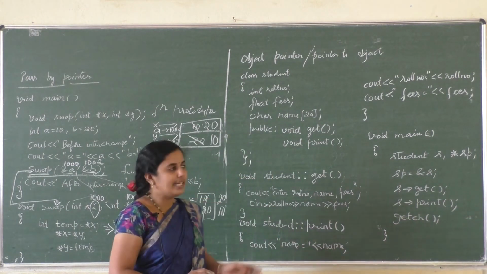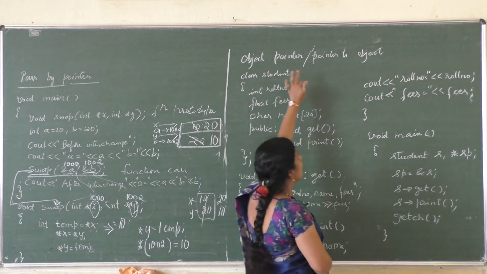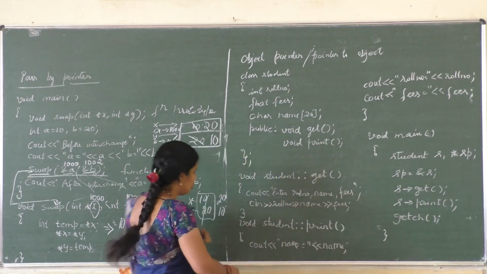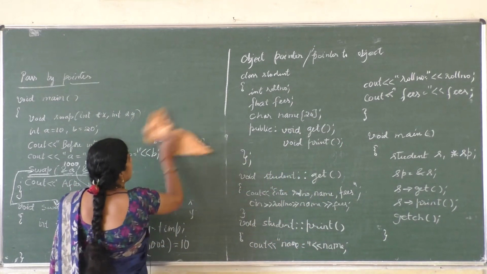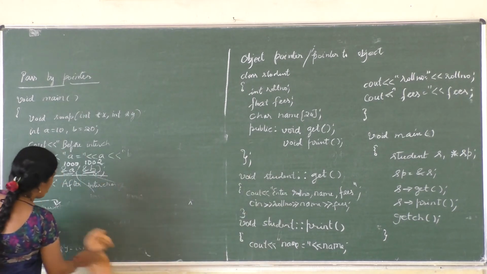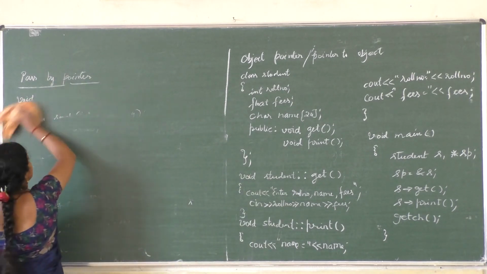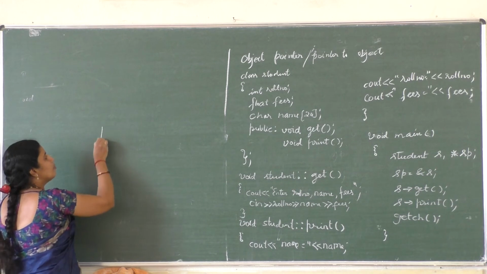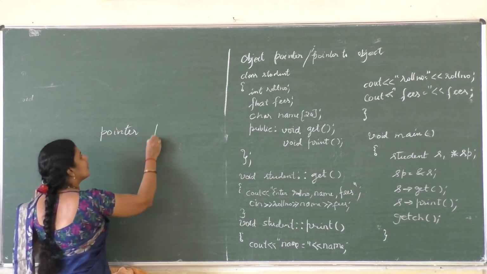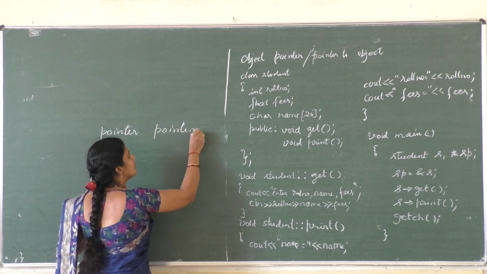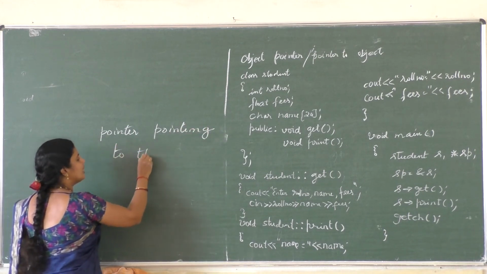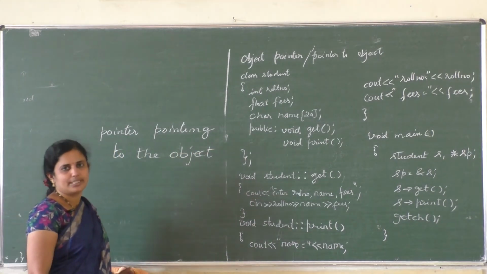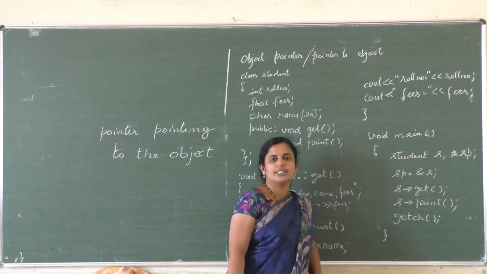Next we'll move on to the next concept, that is the object pointer or pointer to object. Okay, object pointer or pointer to object. What is an object pointer or pointer to object? We'll see the definition. A pointer pointing to the object is known as an object pointer or pointer to object.